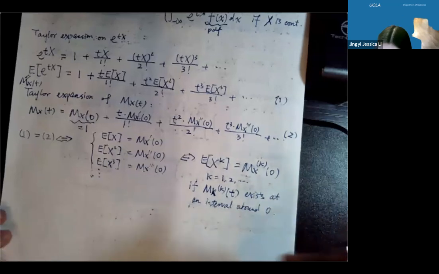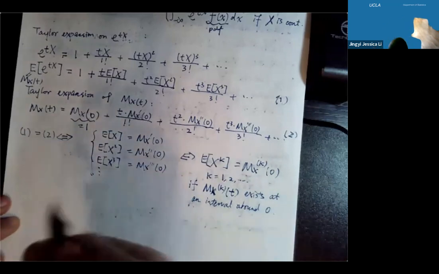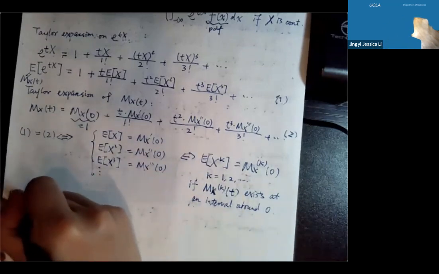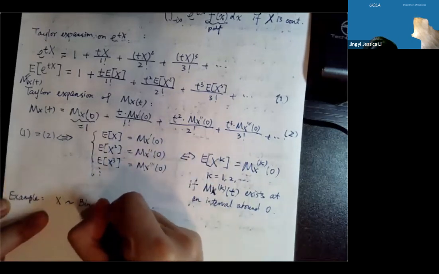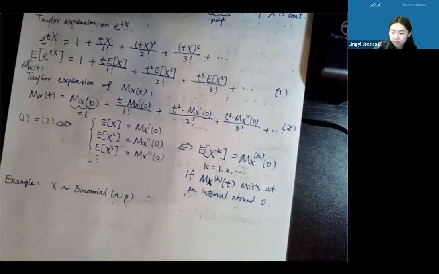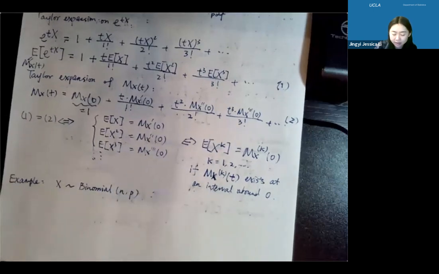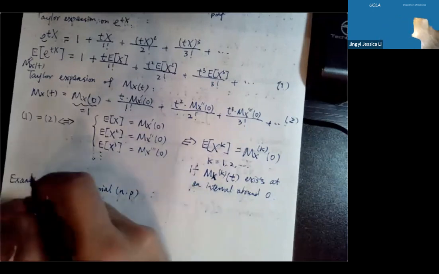But first, let's try to derive the MGF for some common distributions. Let's start with the binomial distribution. Let's say X follows Binomial(N, P). N is the total, and P is the success probability of a successful draw. You can consider this as if I toss a coin N times and the probability of getting a head is P each time, then how many heads do I get after N tosses? And that's capital X.